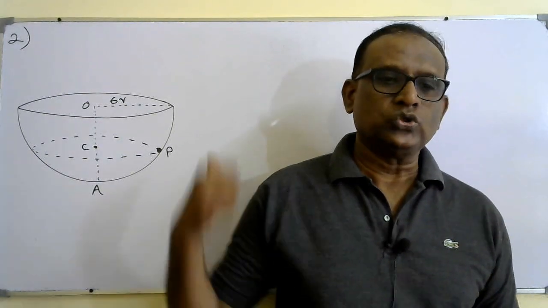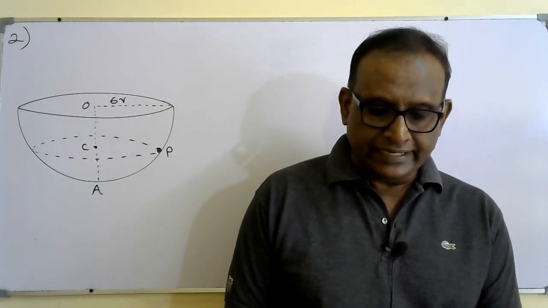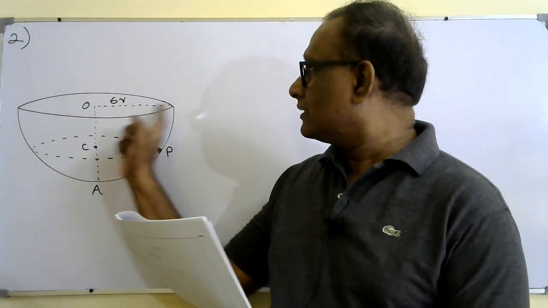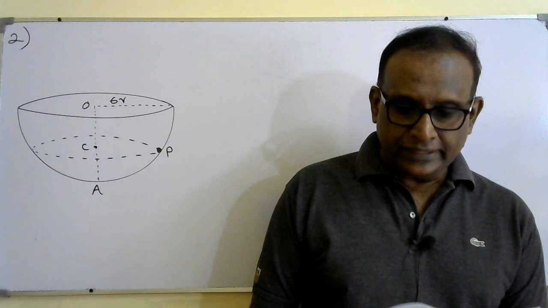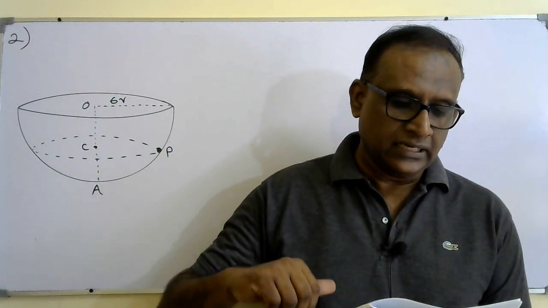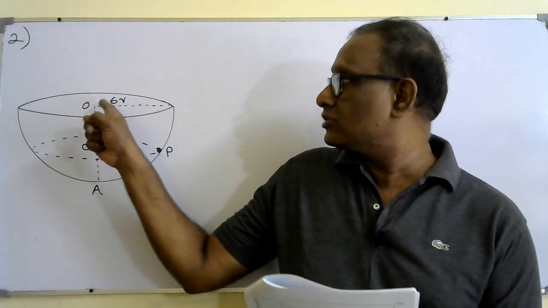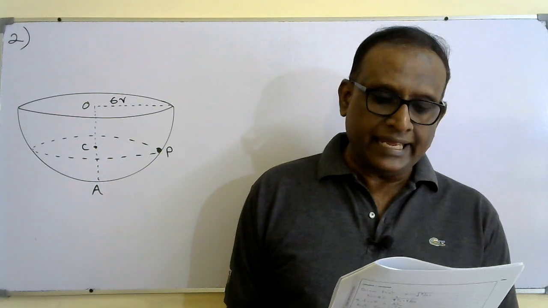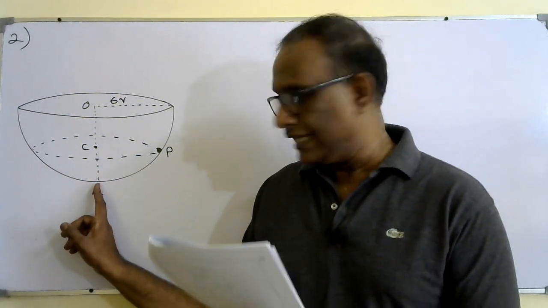Okay, question number 2. This diagram is given. A hemispherical bowl of internal radius 6r, this is the radius 6r and this is the center O, is fixed with its circular rim horizontal. So the rim is kept horizontal. The center of the circular rim is O, and the point A on the surface of the bowl is vertically below O. So here is the A.